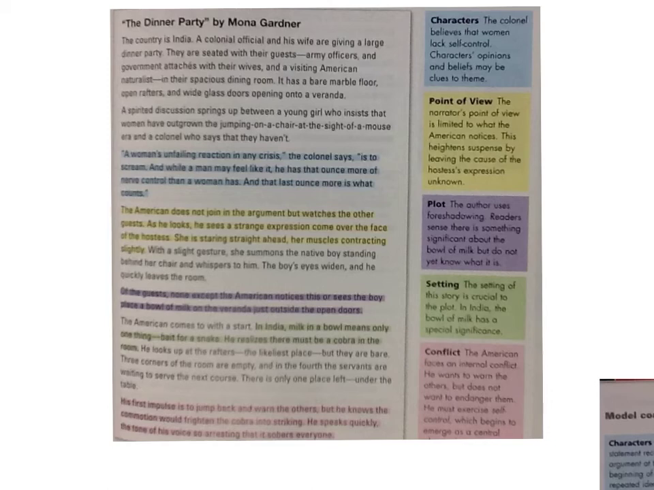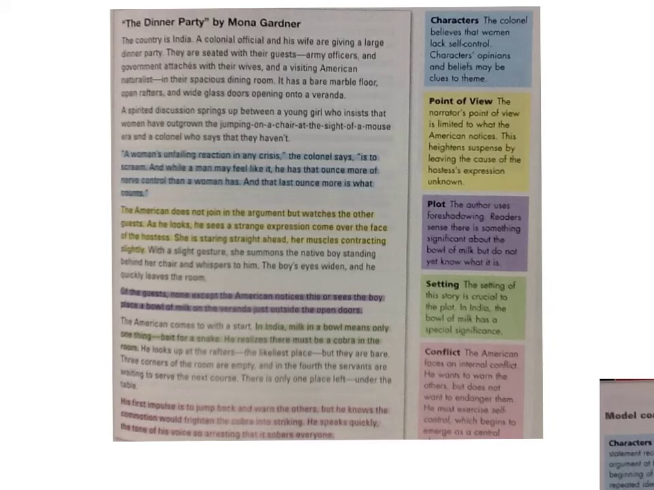In green, we have, in India, milk in a bowl means only one thing, bait for a snake. He realizes there must be a cobra in the room. Setting. The setting of this story is crucial to the plot. In India, the bowl of milk has a special significance.